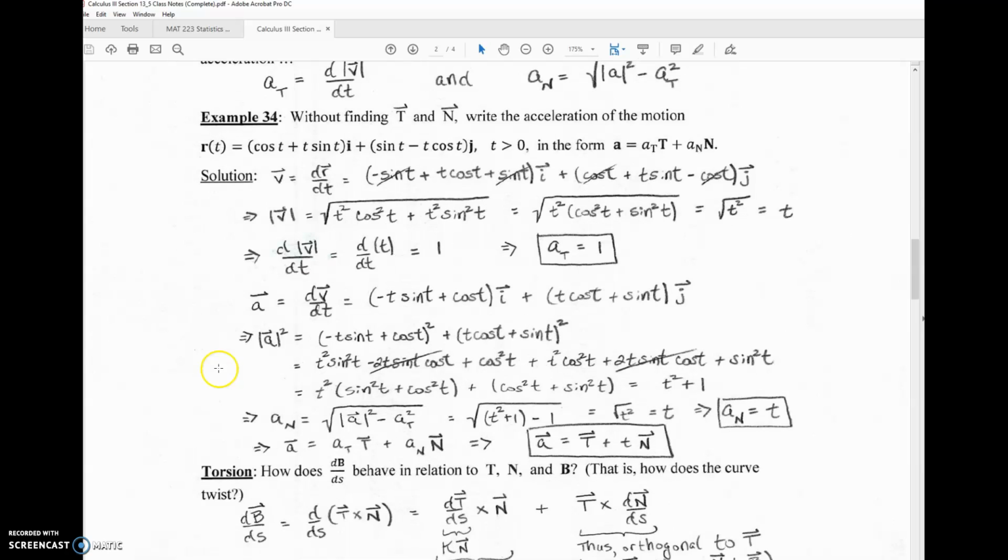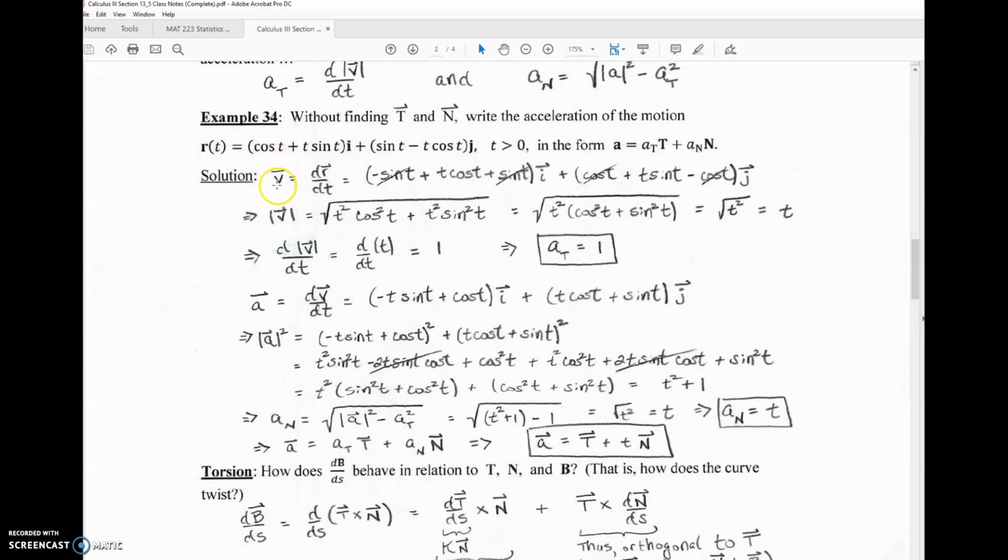So, example 34. Without finding T and N directly, write the acceleration of the motion. Here we have a more complicated curve. It's only in i and j, so it's only parallel to the xy plane, where t is greater than 0. We want to write it in the form of the tangential scalar component times the unit tangent vector plus the normal scalar component times the unit normal vector. So how do we proceed here?